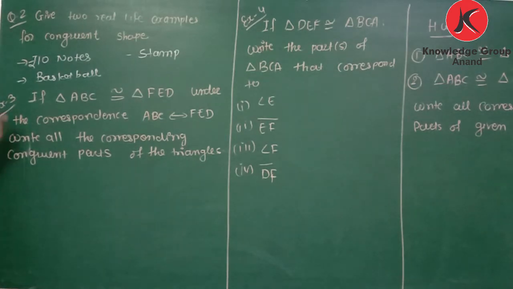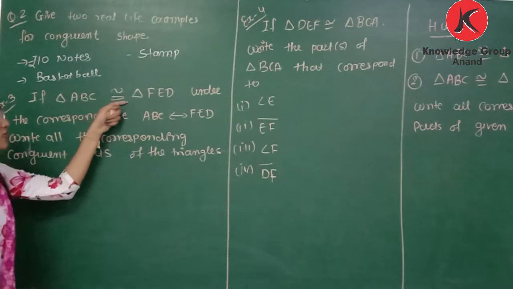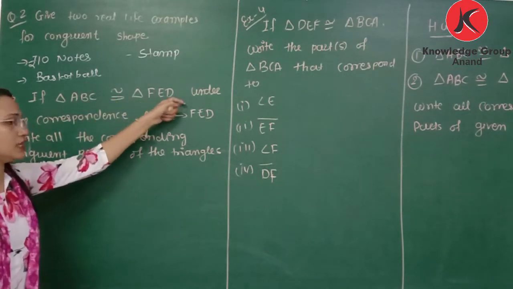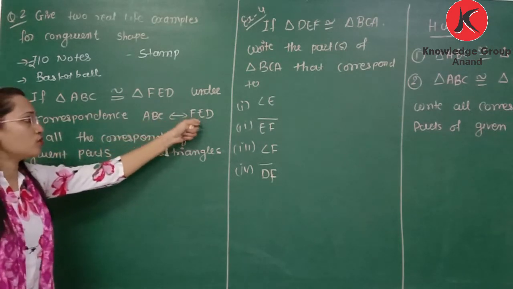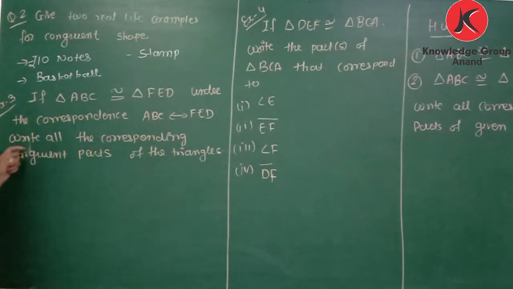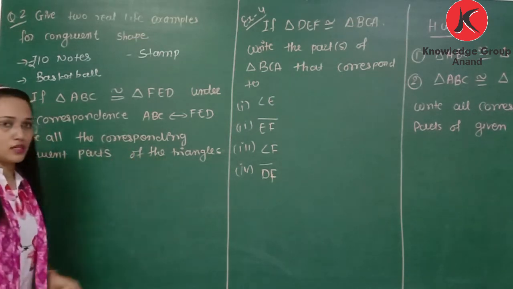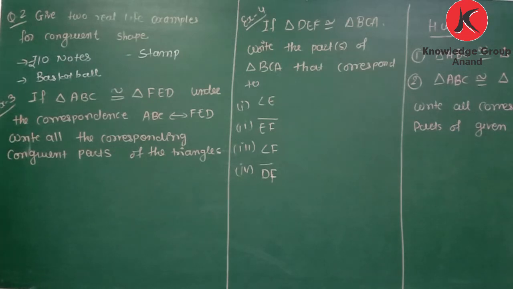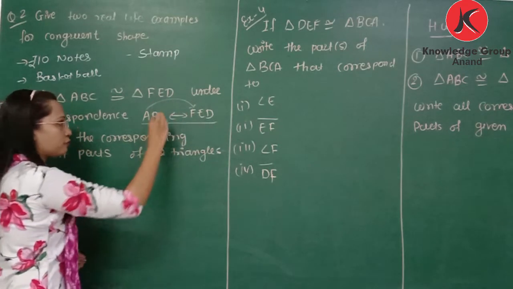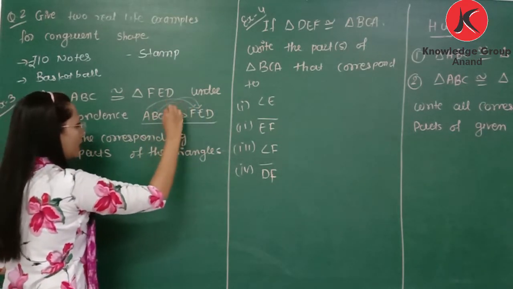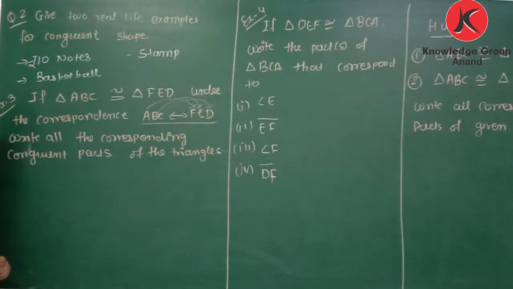Now next, if triangle ABC corresponds to triangle FED, under the correspondence ABC corresponds to FED, write all the corresponding congruent parts of the triangles. As we learned previously how to write the corresponding parts of a triangle, here the correspondence is given. So A corresponds to F, B corresponds to E, and C corresponds to D. So let's write the corresponding vertices.